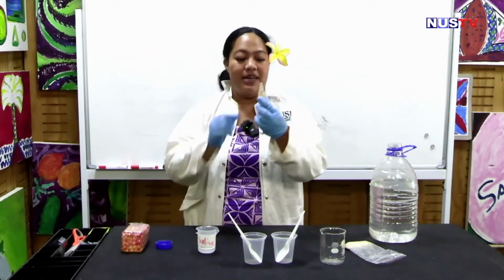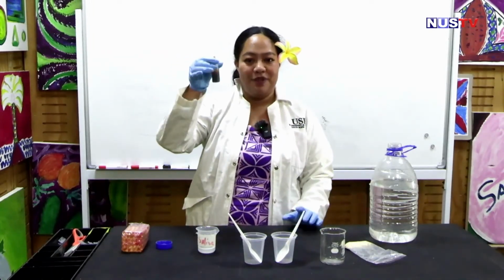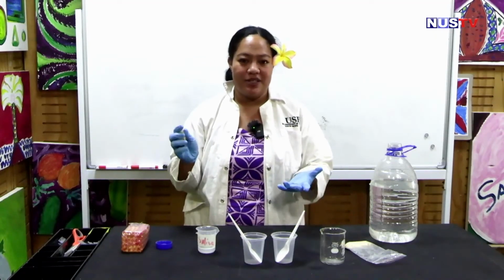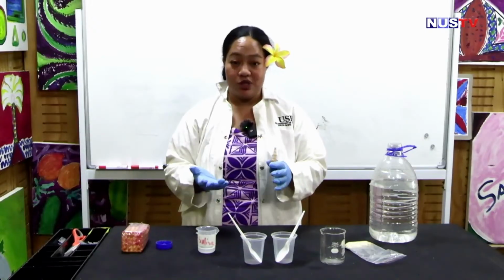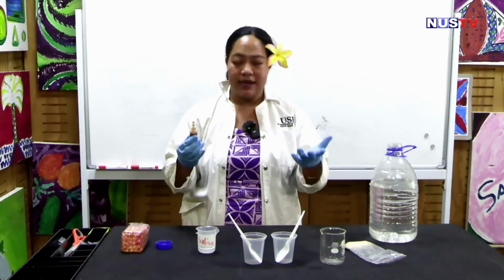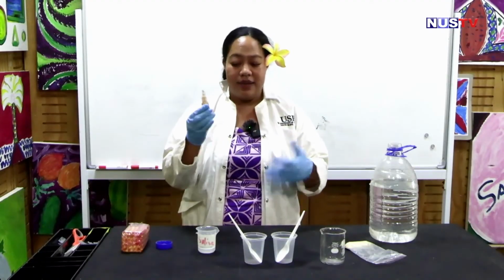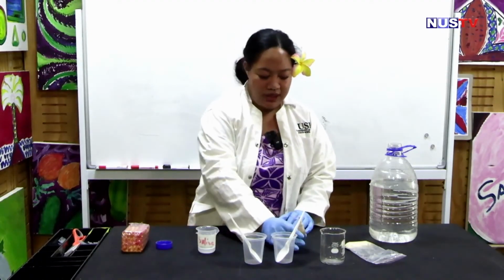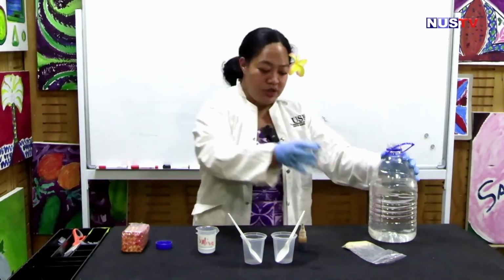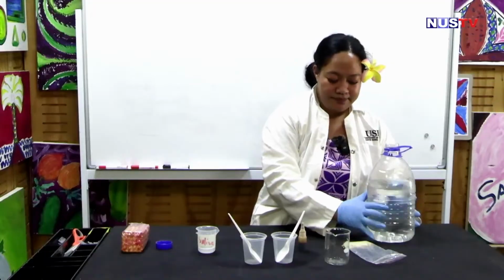And this here is iodine. For those of you who don't know, iodine is a very special solution that tells us whether there's starch in our food, right? So if you put this into your food and it turns a dark blue color, then it means that there is starch present in your food. So we're going to measure maybe 100 mils into this beaker.